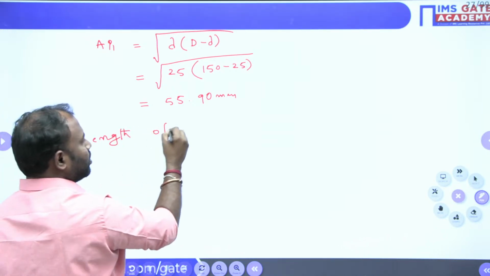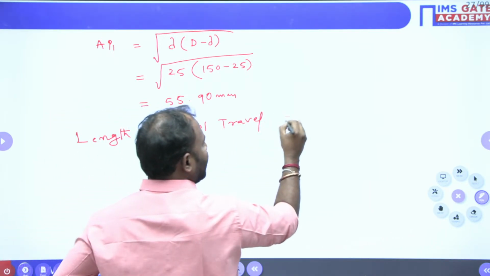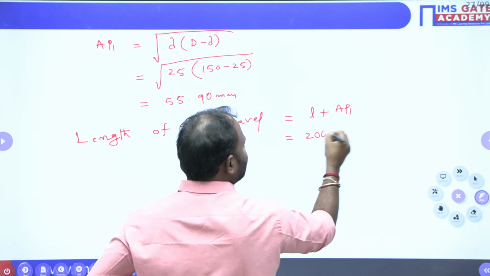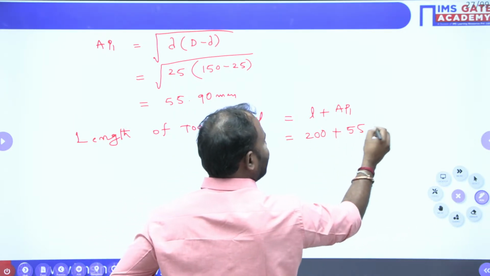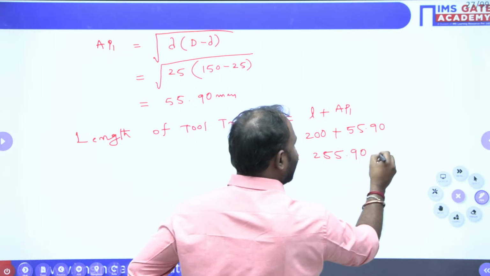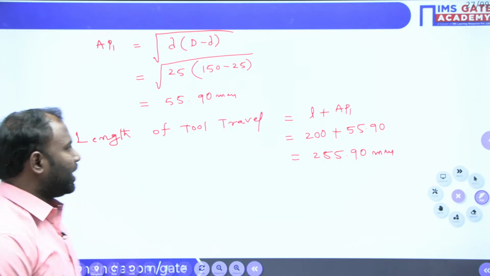Length of tool travel is equal to L plus AP1. So that is equal to 200 plus 55.90, such that it is 255.90 mm, the total tool length travel. This is the second question finished. Okay, now let us go for the third question.